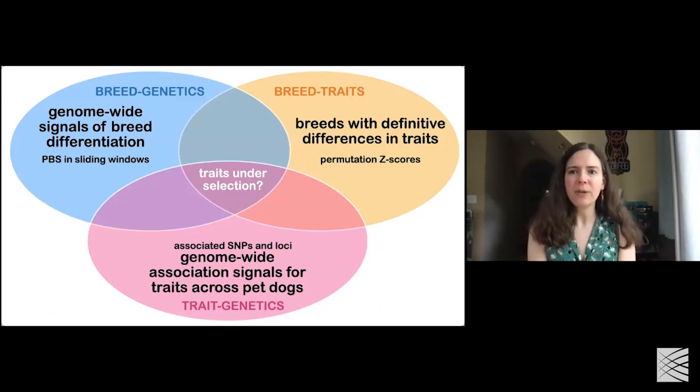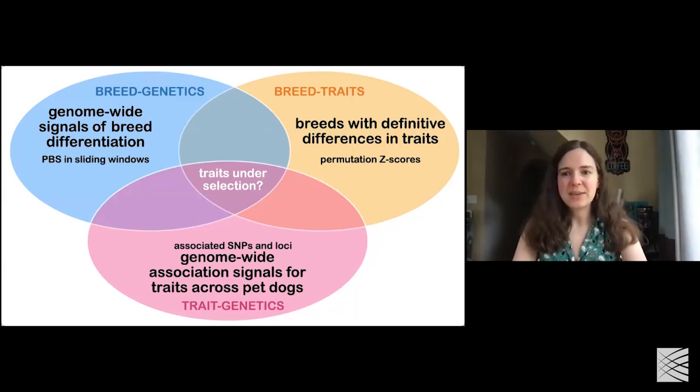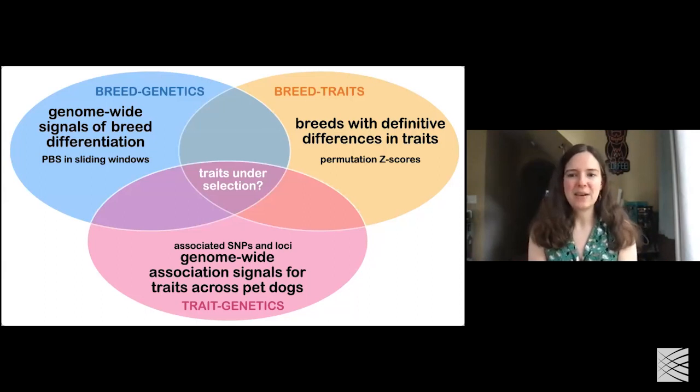And so now we have 3 different pieces of evidence or data to consider. First, we have the breeds and the genetics. We have genetic differentiation signals in the form of those windowed population branch statistics across the genomes of purebred dogs. Second, we have breeds and traits. We know what breeds have significant trait differences, and we have the direction and degree to which they differ. And finally, we have traits and genetics. We have association signals for trait phenotypes across a wider pet dog population. So the question is, how do we bring these lines of evidence together and find traits that are under selection in breeds?